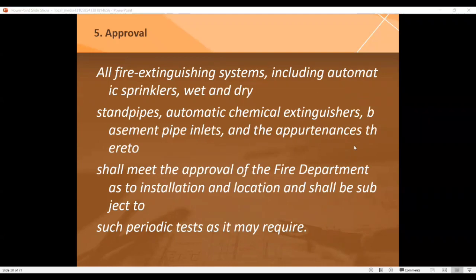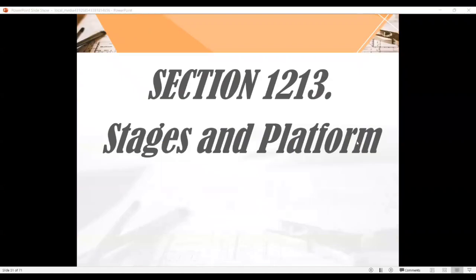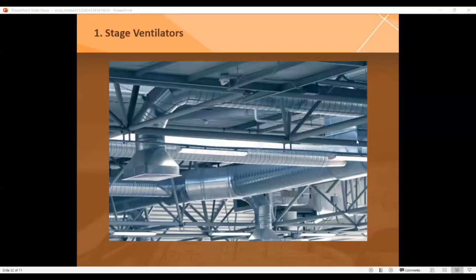Next, Section 1213, Stages and Platform. Stage ventilators. There shall be one or more ventilators constructed of metal or other incombustible material near the center and above the highest part of any working stage raised above the stage roof, and having a total ventilation area equal to at least 5% of the floor area within the stage walls. The entire equipment shall conform to the following requirements.